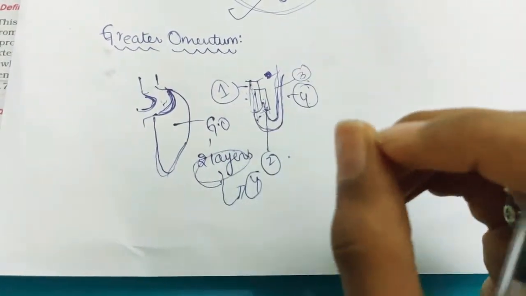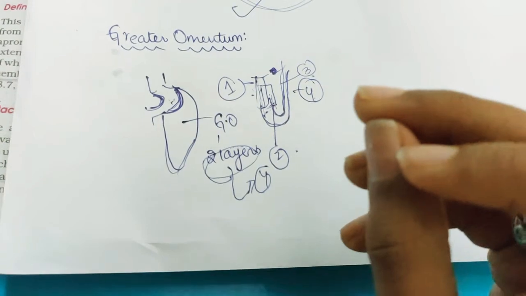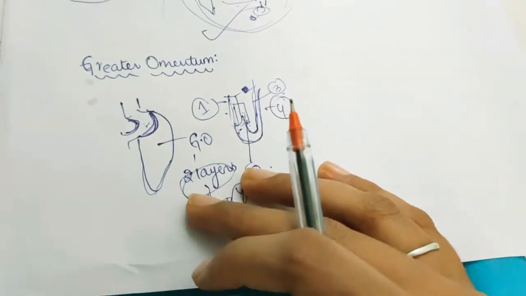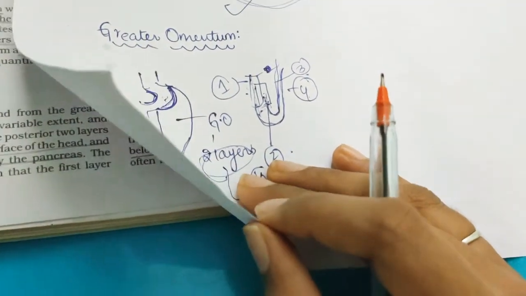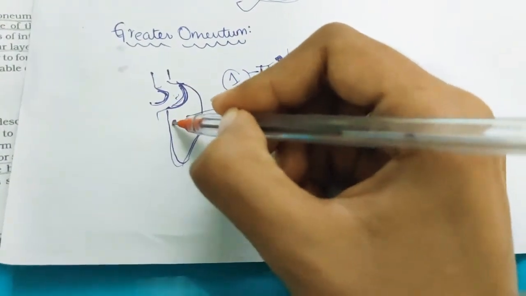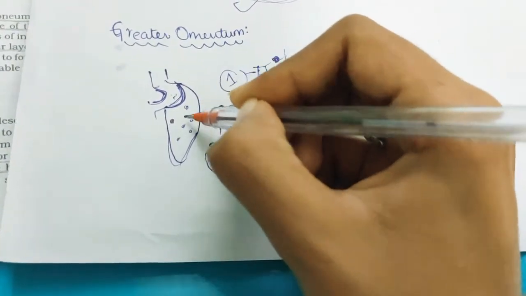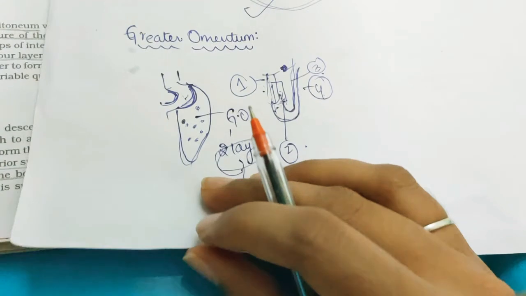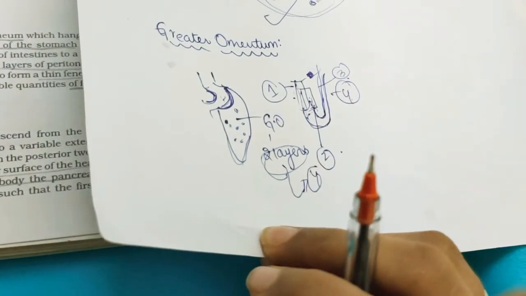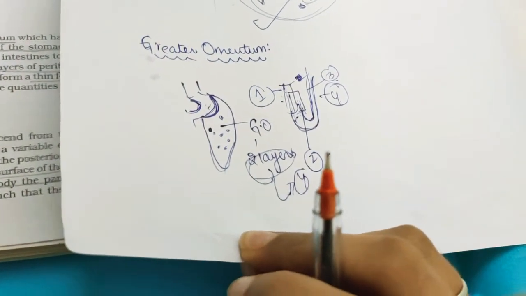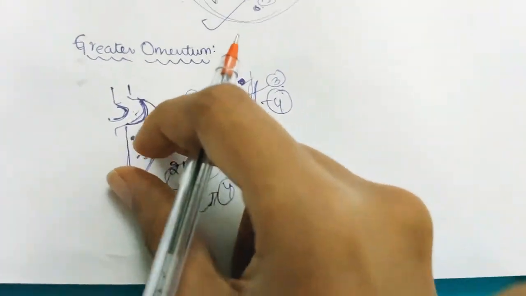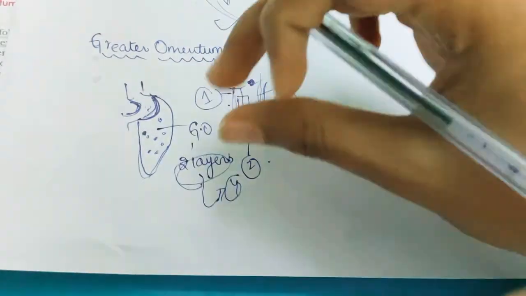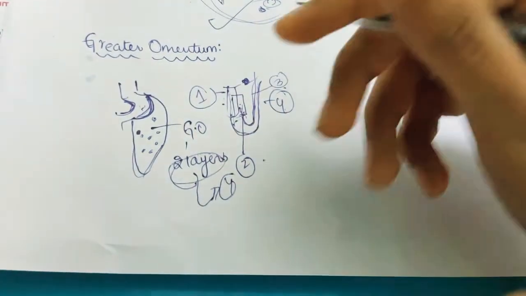So total four layers are formed, and these four layers are fused together, and by fusing they form a thin fenestrated membrane. This greater omentum also has some fenestrations in between these four layers. So they form a thin fenestrated membrane which also contains variable quantities of fat.